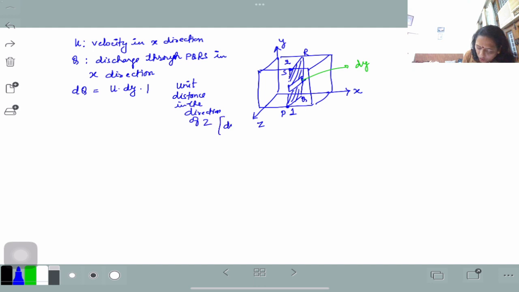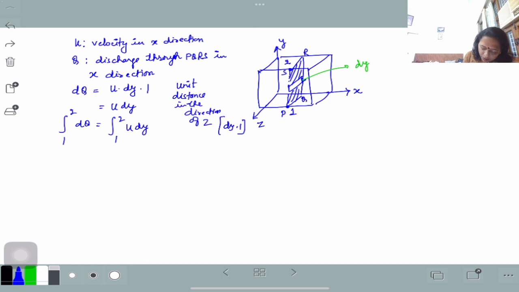So dy dot 1, or dy multiplied by 1, is representing the area through which we are taking the discharge. So what we do when we take the discharge, we just multiply the velocity in the direction of discharge into the surface area. So it is dy into 1. So this is u dy. And if I want to take the discharge from point 1 to 2, I integrate u dy from 1 to 2.